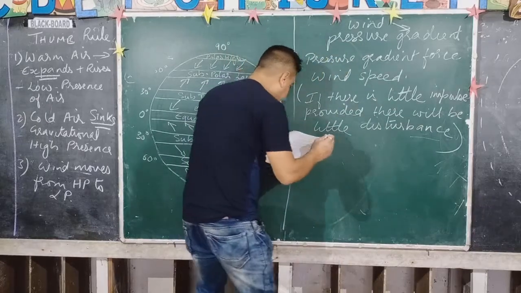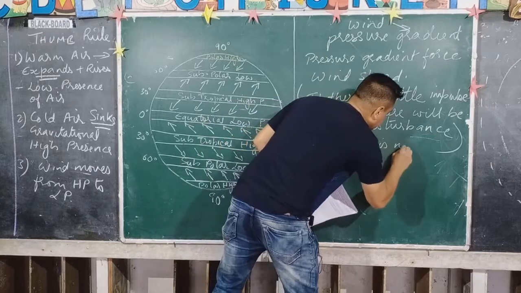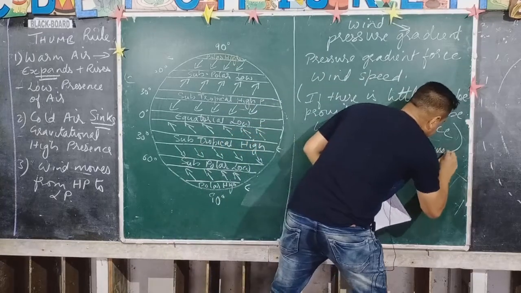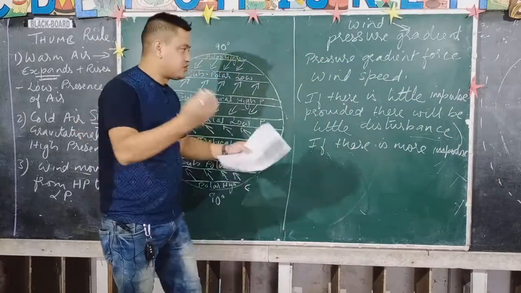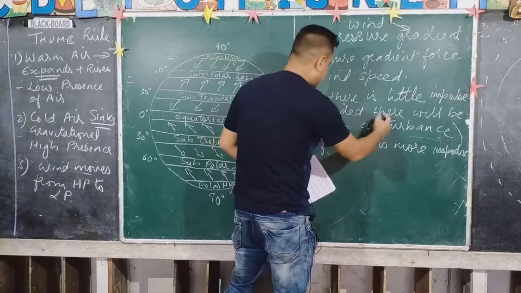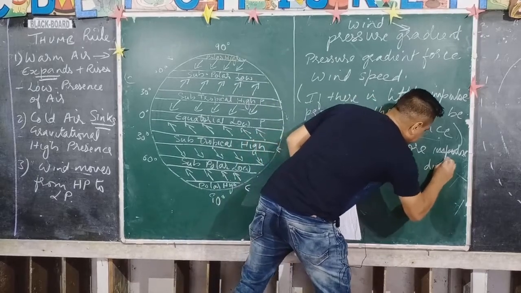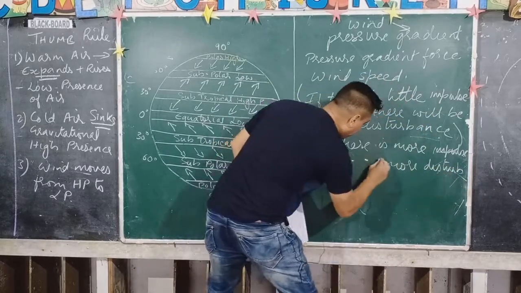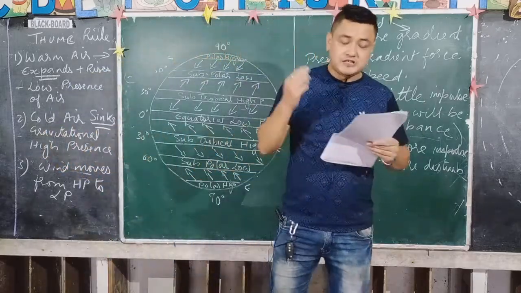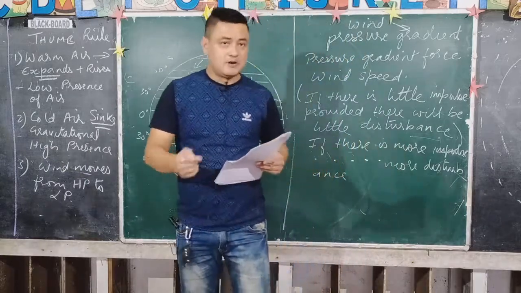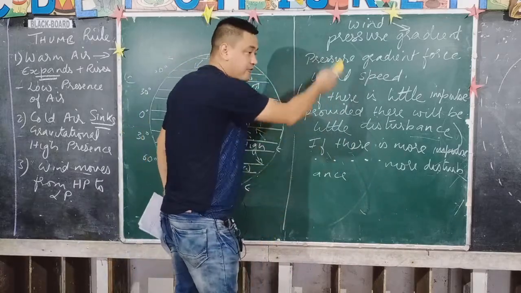So I am writing another one. If there is more impulse, more impulse means if there is more force, what will happen? There will be more disturbance because the pressure is more. With little impulse provided, there will be little disturbance, but here it will be more disturbance. So when the pressure is more, the wind speed is more as well as the disturbance is more. Hope you have understood this one.